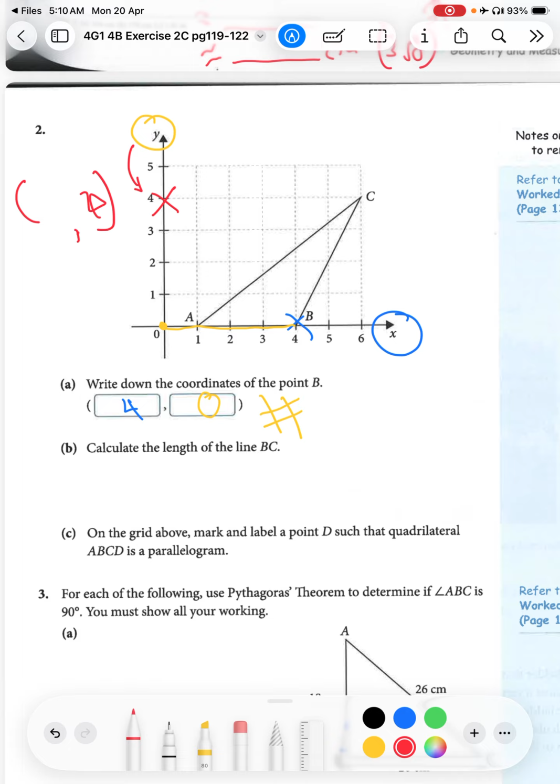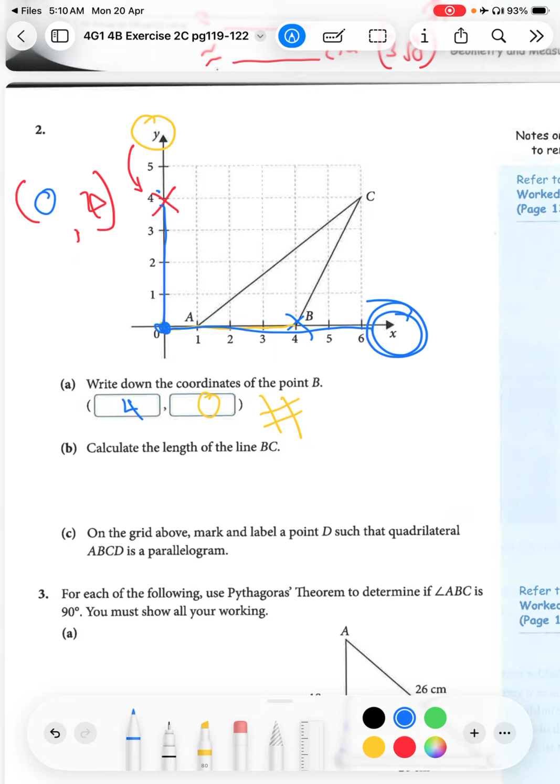At here the y is 4. How about the x? The x here, right? The x is here. At here the x is 0. So this is 0, 4. You see the difference? At the red cross I draw is 0, 4. X is 0, y is 4.